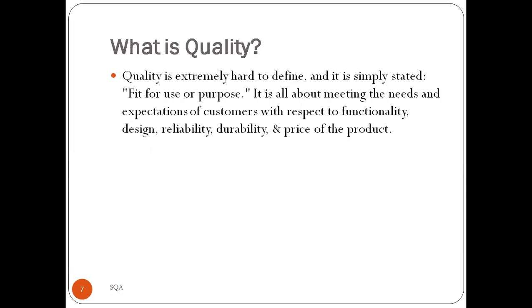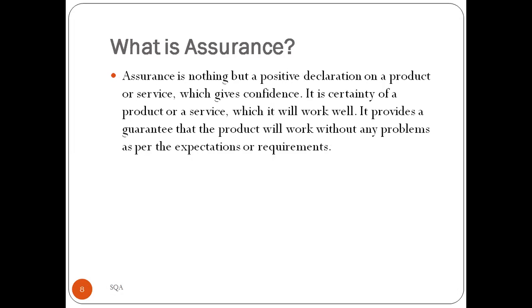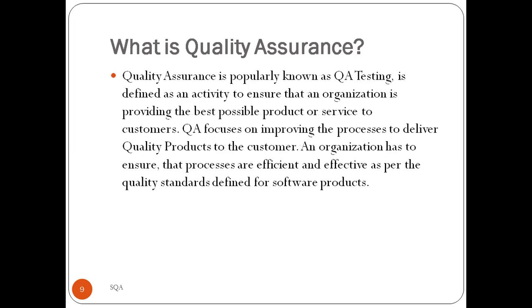Now we are moving on to what is quality assurance. First, we discussed quality, which is fit for use. Assurance is a positive declaration that you can use it easily without any problem. Now, what is quality assurance? Quality and assurance combined. In software and computing terms, quality assurance is popularly known as QA testing, and is defined as an activity to ensure that an organization is providing the best possible product or service to customers.